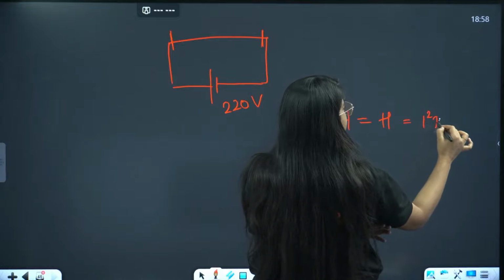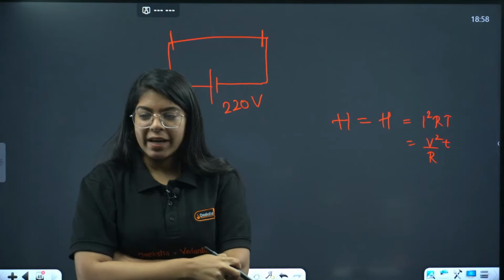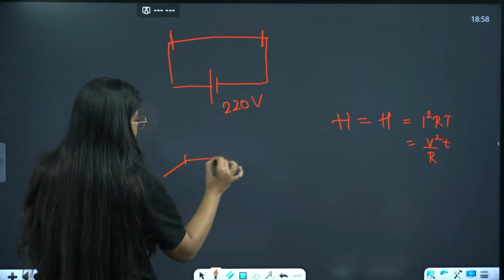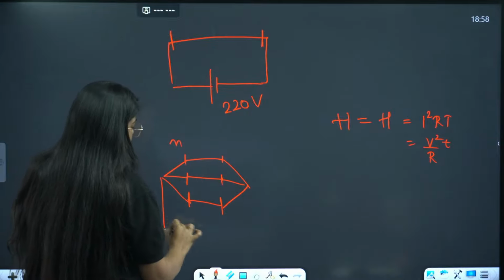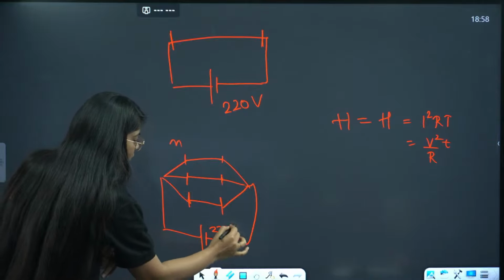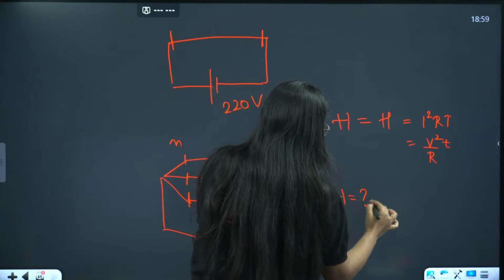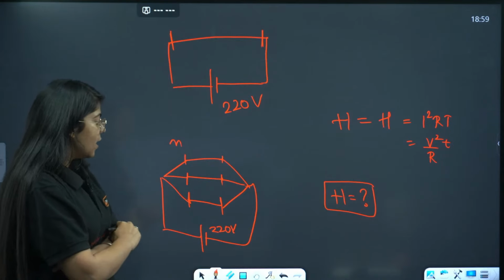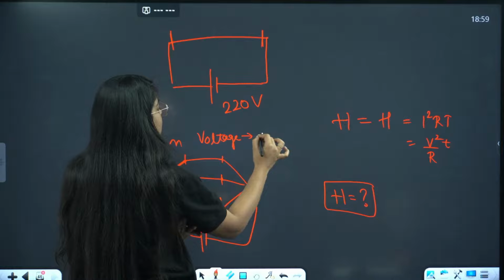Now heat is I square RT or V square by R into T. ठीक है? If the wire is divided into n parts, and all are connected in parallel, so now we have something like this, right? This is the wire, and then this is again the wire, this is again the wire. Let's say this is divided into n parts, and the voltage is same, 220 volt. The heat produced will be, so we have to find heat produced, right? According to my understanding, when they are connected in parallel, the voltage is same, right?